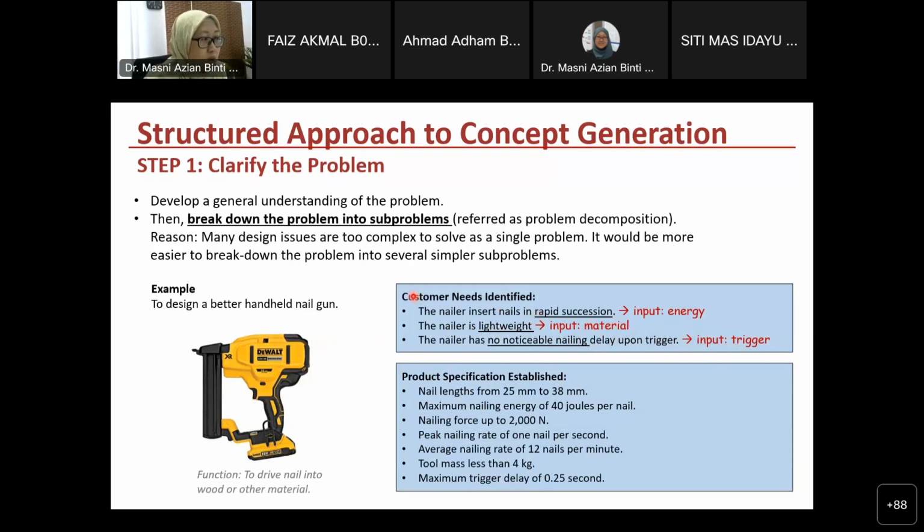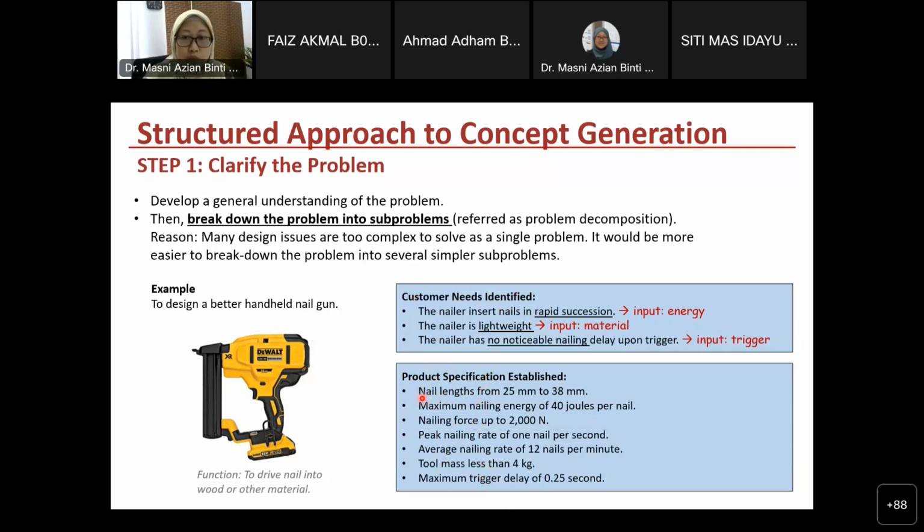Okay, once you have identified the user needs, the next step is you come up with the product spec. Okay, how do you get the product spec? You use the house of quality that we did last time. Okay, so based on the customer needs, these are the product specifications defined.